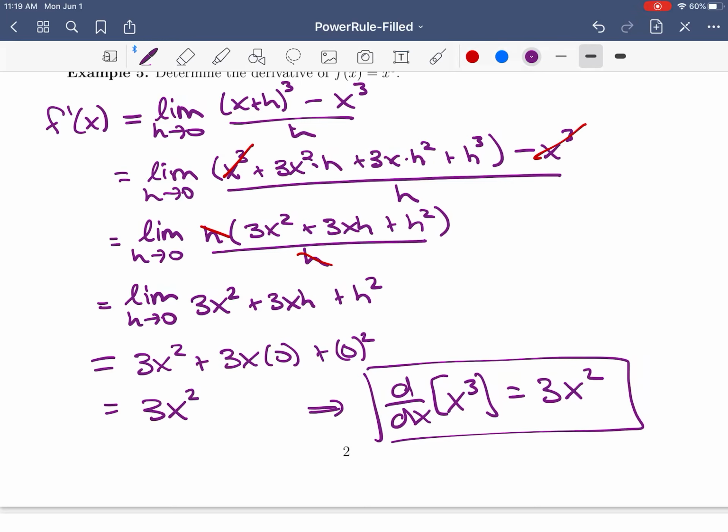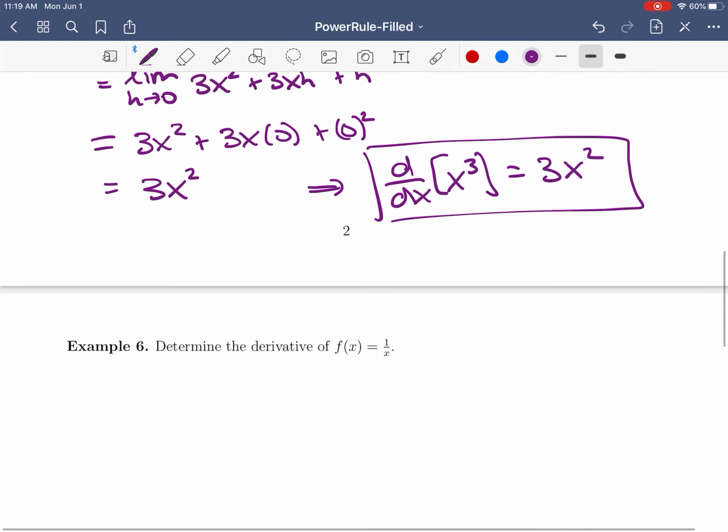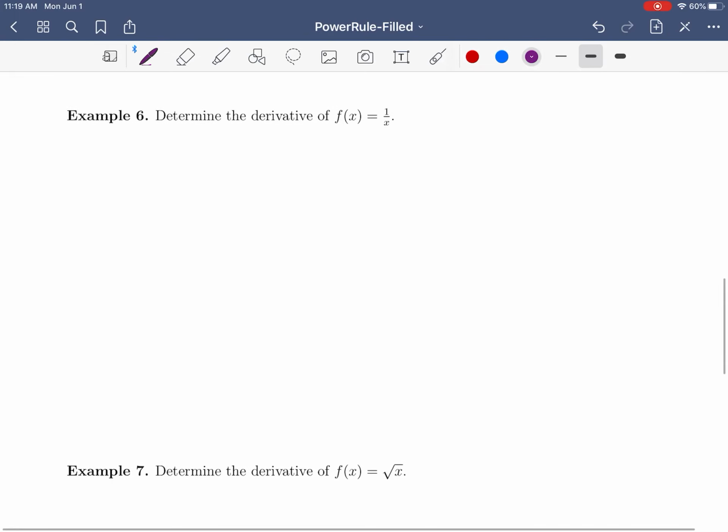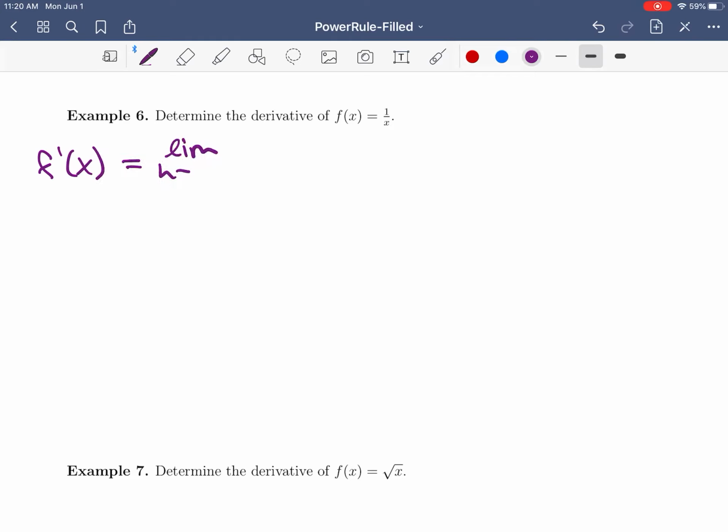So you might be seeing a pattern already. I'm not sure. I'm going to try a couple more that seem a bit different, but actually are similar to the ones we just did. So what about the function 1 over x? Okay, so f prime of x is going to be the limit as h goes to 0 of 1 over x plus h minus 1 over x all over h.